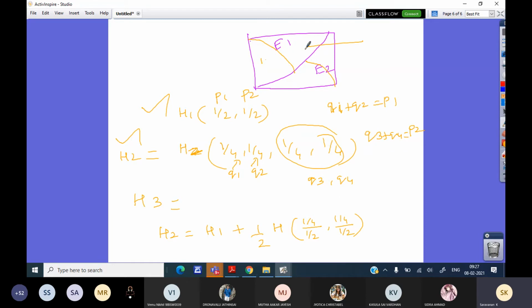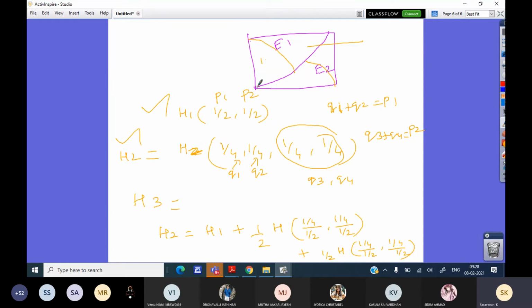Okay, so I have one more expression because I am dividing the second event also into sub-events. So I have 1 by 2 H of 1 by 4 by 1 by 2, comma 1 by 4 by 1 by 2. Is it clear? So it is not necessary. For simplification, I took simple values 1 by 2, 1 by 4.